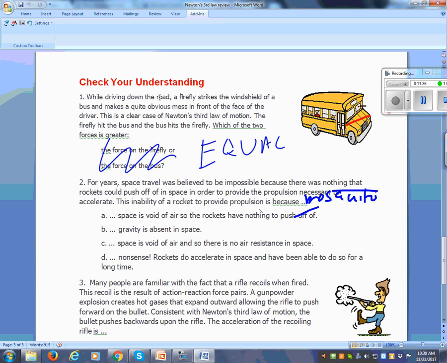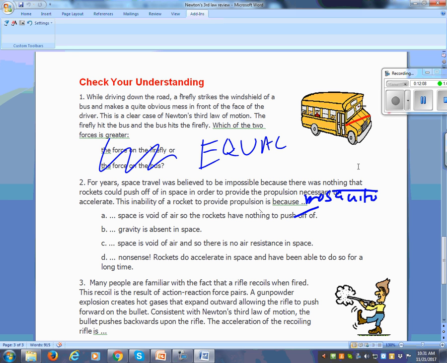Always. Okay. For years, space travel was believed to be impossible because there was nothing that rockets could push off of in space in order to provide the propulsion necessary to accelerate. This inability of a rocket to provide propulsion is because A, space is void of air, so the rockets have nothing to push off of. B, gravity is absent in space. C, space is void of air, and so there is no air resistance in space. Nonsense, rockets do accelerate in space and have been able to do so for a long time.